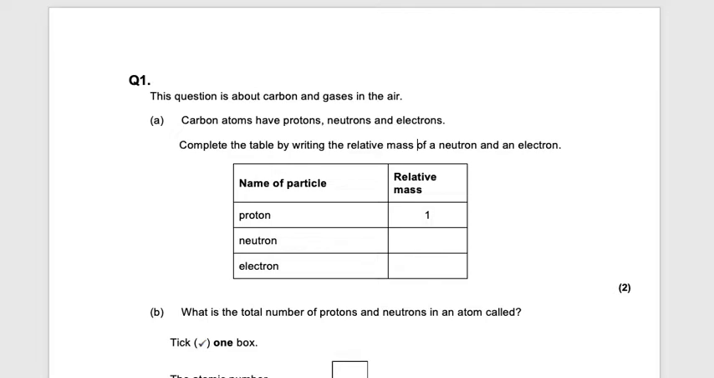Our first question states, this question is about carbon and gases in the air. Carbon atoms have protons, neutrons and electrons. Complete the table by writing the relative mass of a neutron and an electron. So the relative mass of a proton has already been given to us. The relative mass of a neutron is also 1, and then the relative mass of an electron is 1 over 2000. Okay, and that would get you 2 marks.